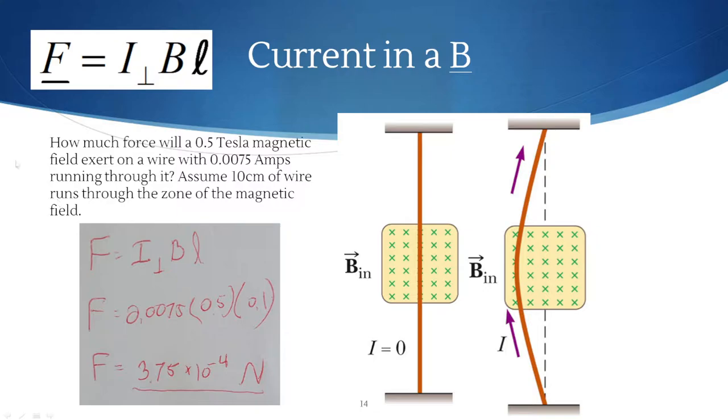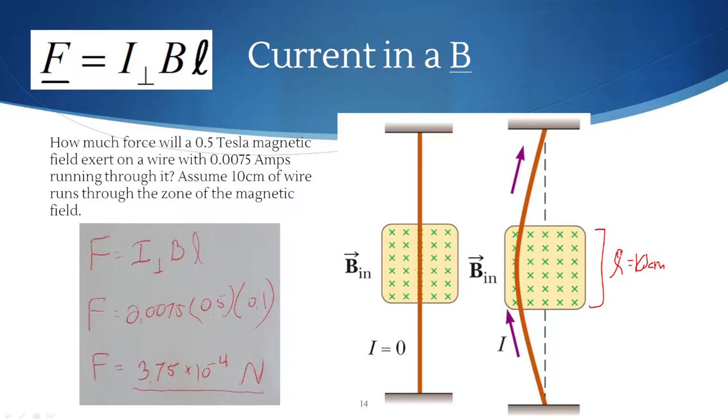We'll end today by looking at one more small example utilizing this new form of the formula. How much force will a half Tesla magnetic field exert on a wire with 0.0075 amps running through it? Assume 10 centimeters of wire runs through the zone of the magnetic field. So, in this specific case, L equals 10 centimeters.